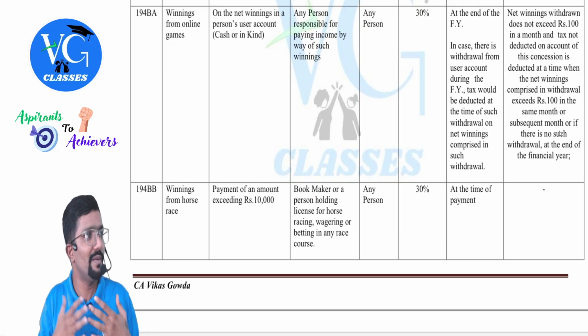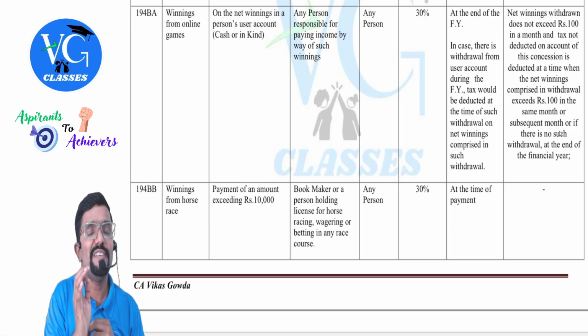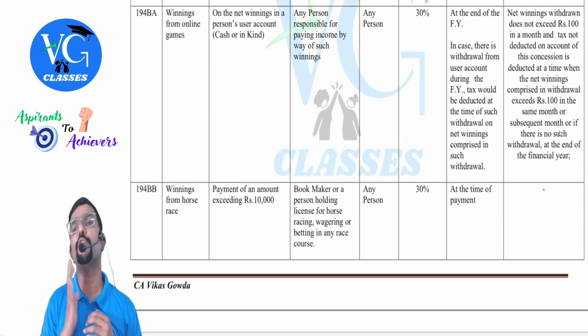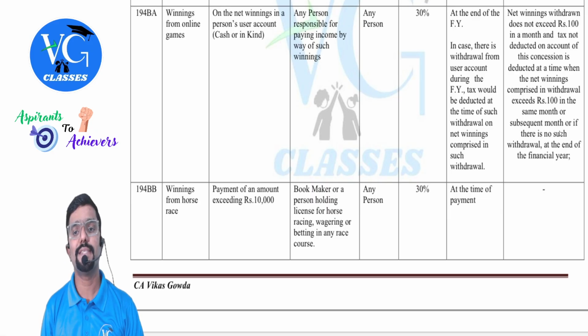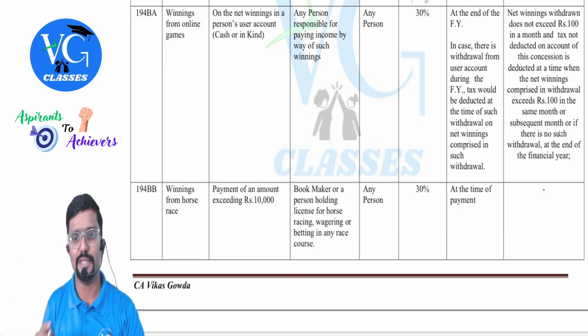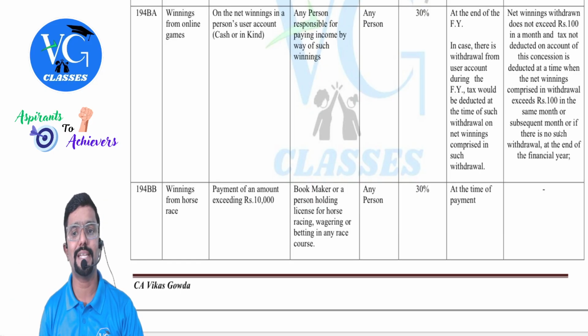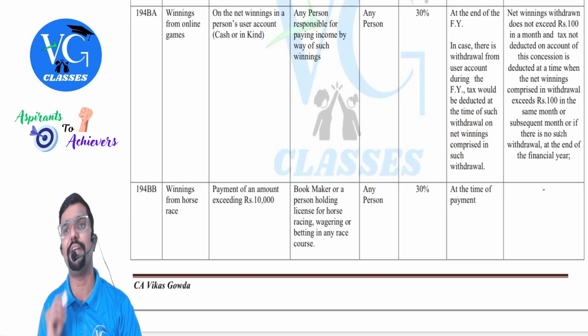In between the year itself, I am withdrawing the money. I want to be safe. Whatever I have won, what if they take it off? So I want to withdraw the money. When will TDS be deducted? Whenever I am withdrawing the money, guys. Okay, you can see. In case there is a withdrawal from the user account during the financial year, that is in any month, tax would be deducted at the time of such withdrawal on net winnings comprised in such withdrawal.